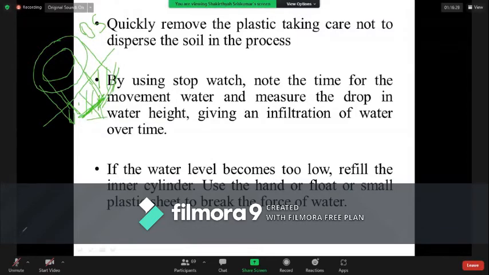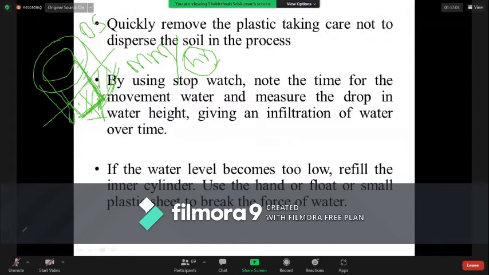That movement is infiltration. We need to measure the infiltration. That's why we are using this double ring infiltrometer. So how can we measure this infiltration? The unit of infiltration is millimeter per hour. By using the stopwatch, we can measure the time. Here, the measurements are here.